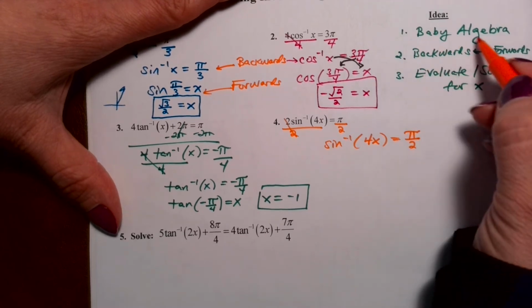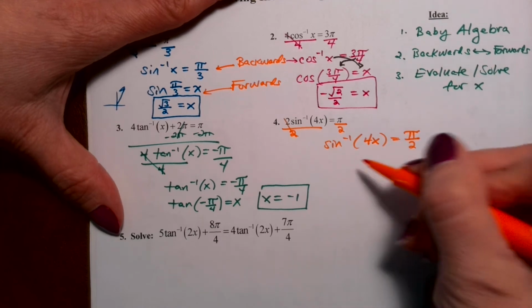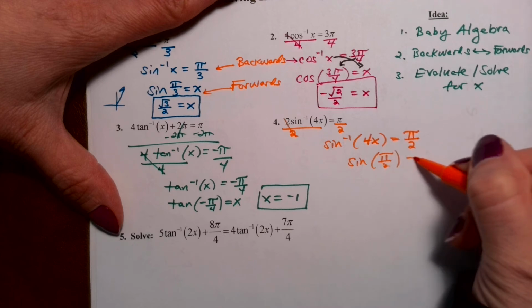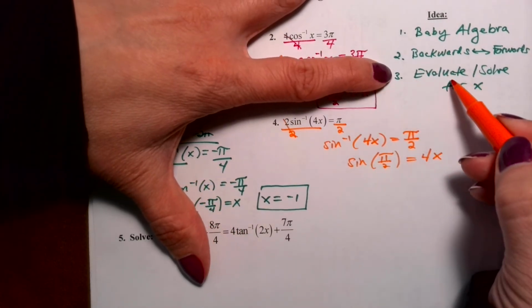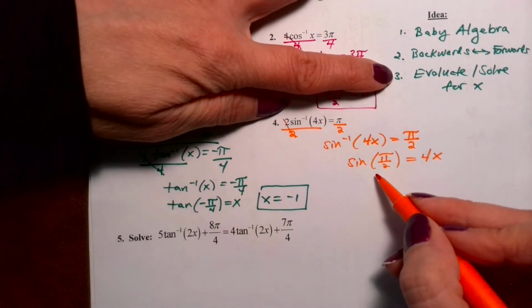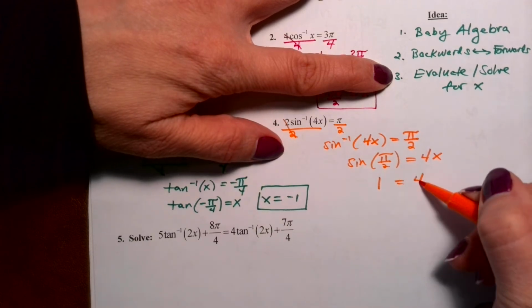I did all the baby algebra that I could, but what I could do is switch this from an inverse problem to a sine problem, and that equals 4x. Okay. Step 3 would be to evaluate. I'm going to evaluate sine of pi over 2, and what does that give us? That gives us 1 equals 4x.